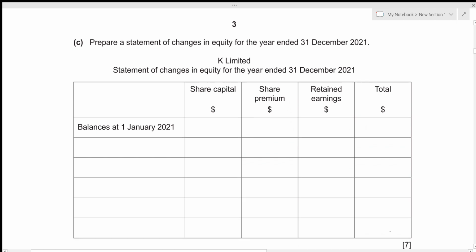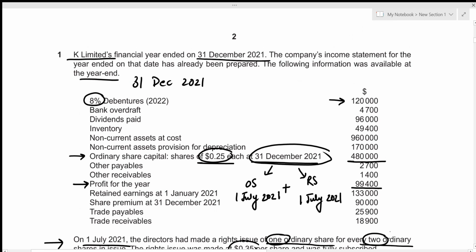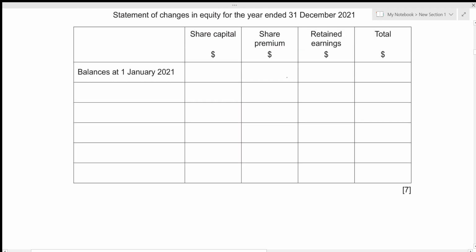For the third part, we need to prepare a statement of changes in equity for the year ended 31st December 2021. Okay, let's look for the balances at 1st January 2021. In the given information, we have our ordinary share capital at 31st December 2020, and we have our retained earnings at 1st January 2021. So let's record this value, and it amounted to 133,000. Let's write it down. So for retained earnings, that's 133,000.